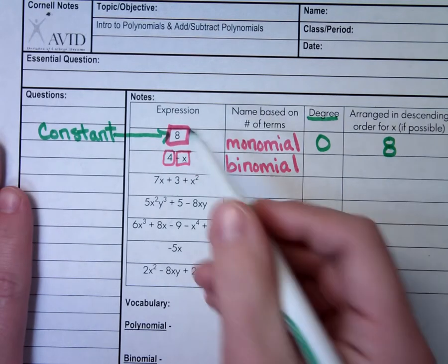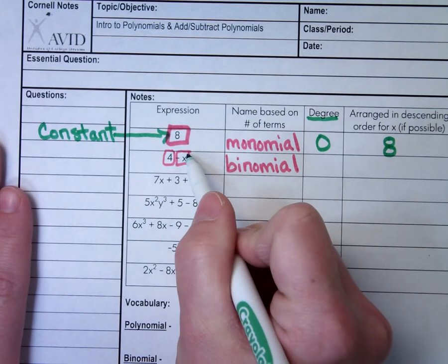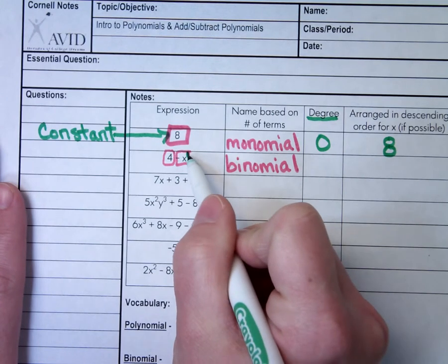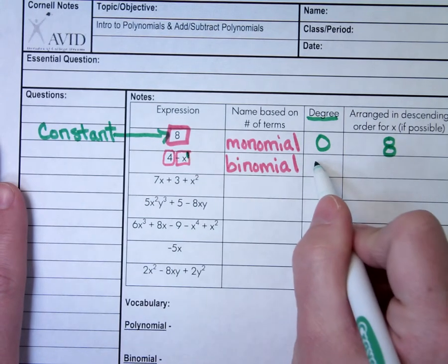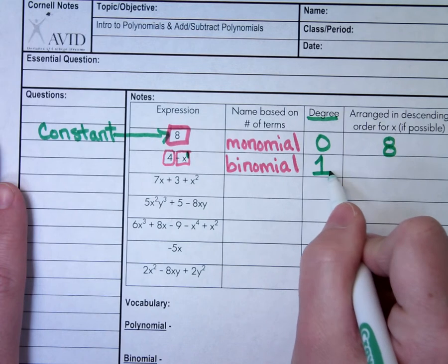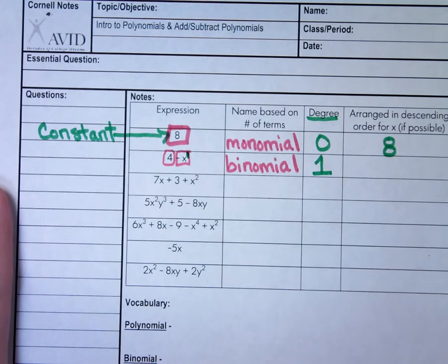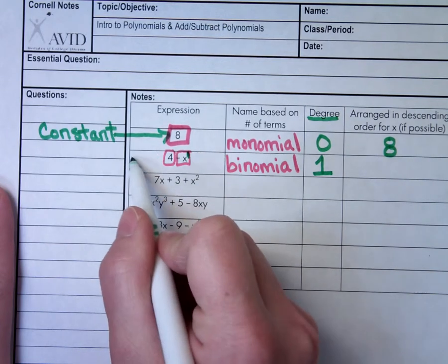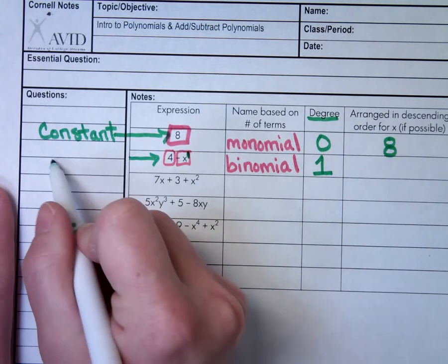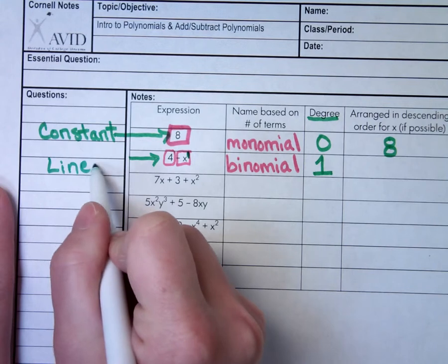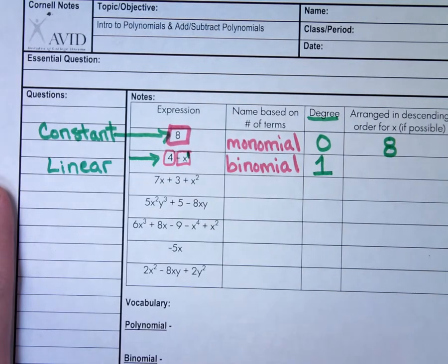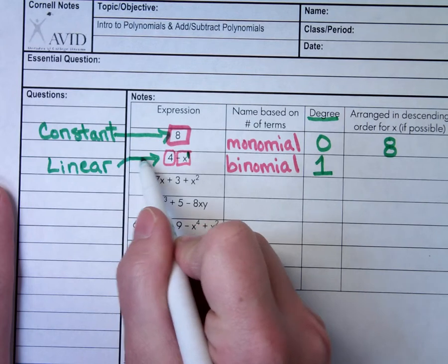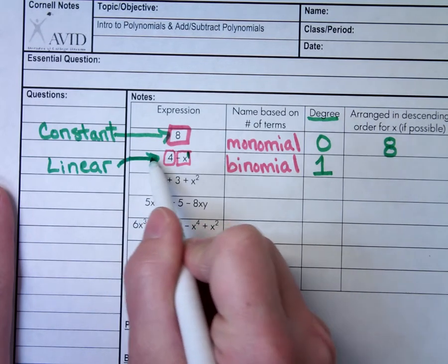Okay, the highest exponent that we see is a 1. You just don't actually see it. So the x is raised to a power of 1, and so this is said to be degree 1. And when the degree is 1, then this is said to be linear. When the highest exponent is a 1, then we have a linear function, a linear equation.